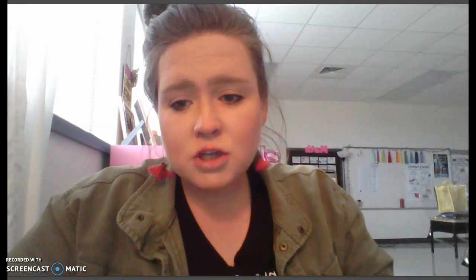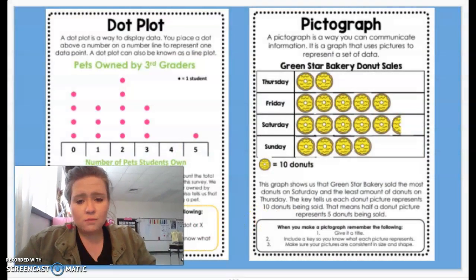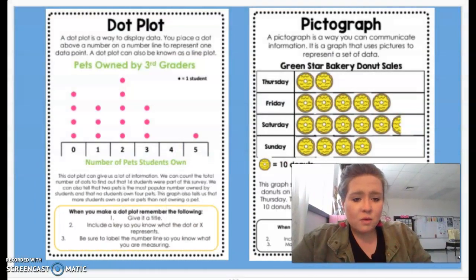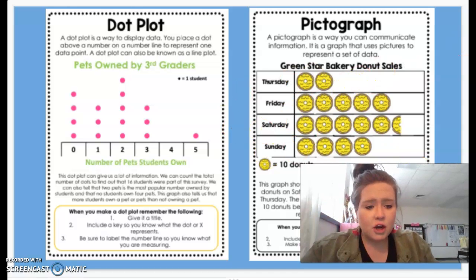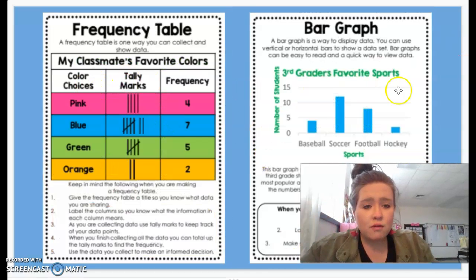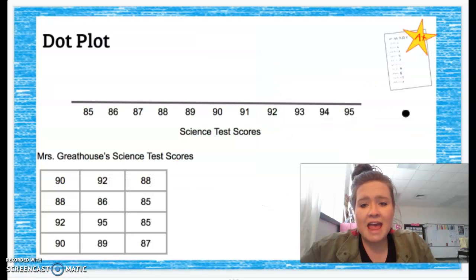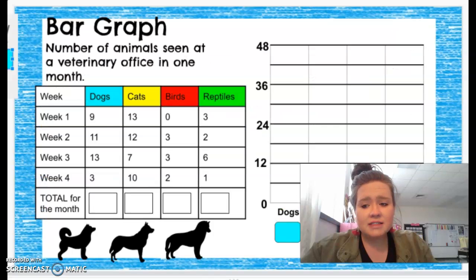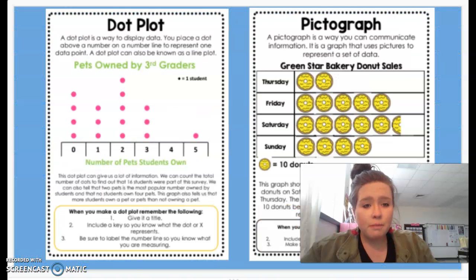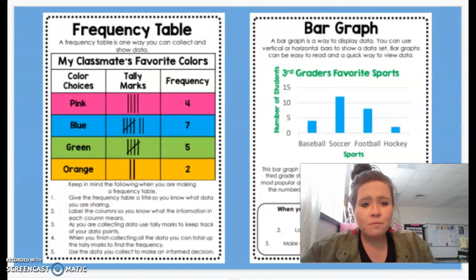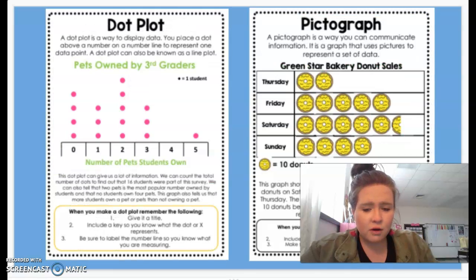So what I'm going to do is show you, and we're going to go over dot plots and pictographs here. And then on this slide, we're going to go over frequency tables and a bar graph. And then you guys have some interactive slides to complete that has to do with a dot plot, pictograph, frequency table, and bar graph, okay?